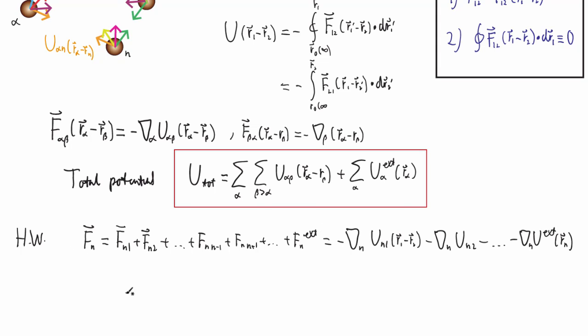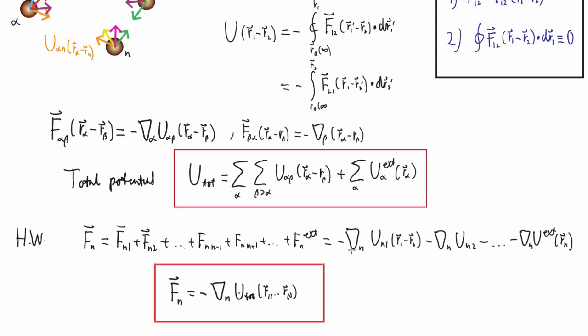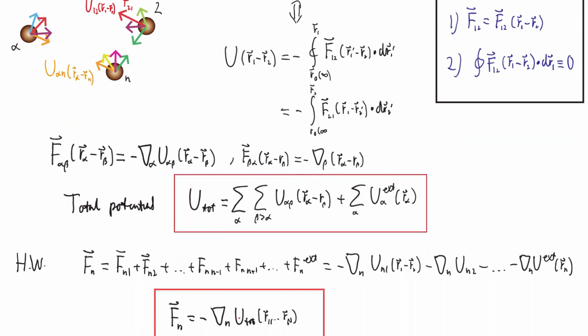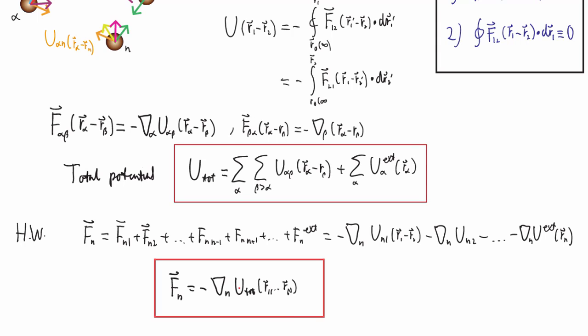And we can show, and that's what you're going to do in the homework, that the total force on the nth particle is simply going to equal minus the gradient with respect to the position of the nth particle of u total, which depends on the position of all the particles. Like that. So you can see that everything looks the same, really, as it did in the case of one particle or one particle pair. We just have extended it to any number of particles.